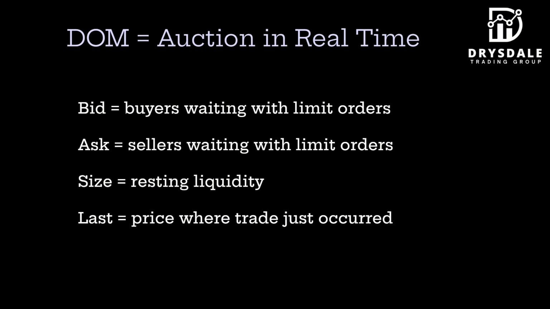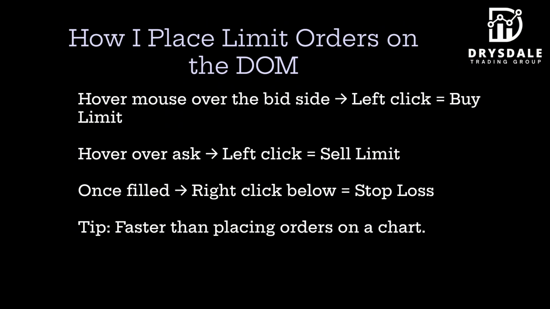So when you begin to see the auction, you tend to stop guessing. You see whether price is getting accepted or rejected as it happens. So let me show you how I use the DOM to enter with precision. Let's say I want to buy a pullback at a VWAP band or a low volume node.